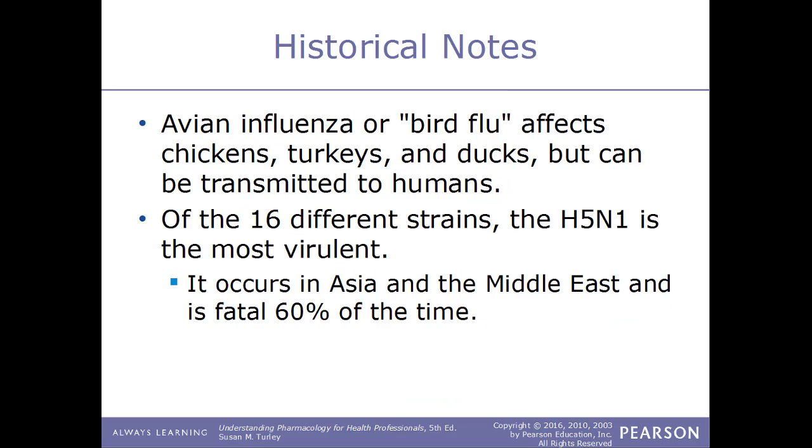Avian influenza, or bird flu, affects chickens, turkeys, and ducks, but can be transmitted to humans. Of the 16 different strains, the H5N1 is the most virulent. And this occurs in Asia and in the Middle East, and is fatal approximately 60% of the time.